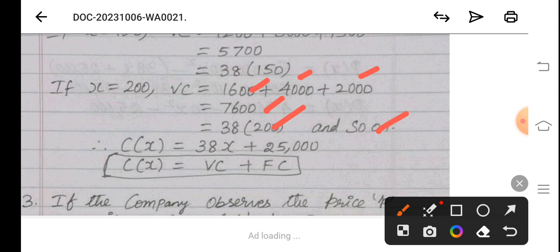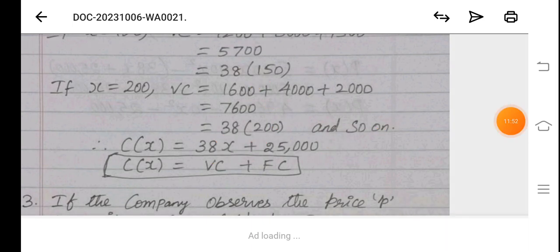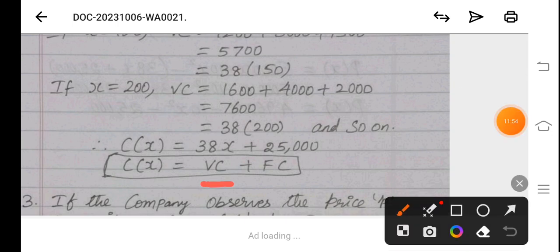So cost function C of x is 38x, where x is 100 for 100, 150 for 150, 200 for 200, 250 for 250. Like that, 38x is the variable cost, plus 25,000 is the fixed cost. So the cost function is nothing but variable cost plus fixed cost.